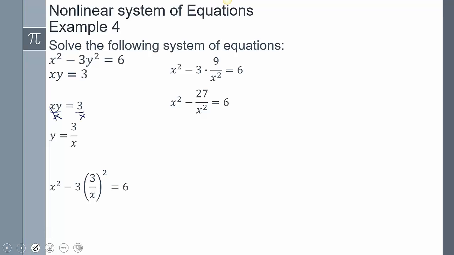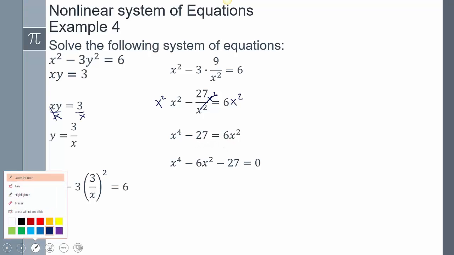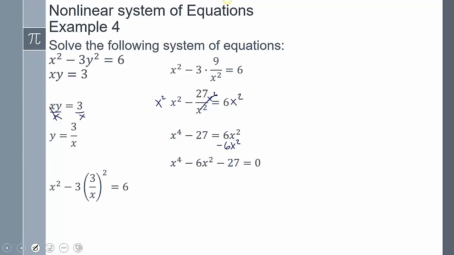And now to get rid of everything out of the denominator, I have to multiply everything by x squared. And so that's going to give me x to the 4th minus 27 equals 6x squared. Subtract the 6x squared on both sides. Now I'm going to get x to the 4th minus 6x squared minus 27 equals 0. This is going to be one of those quadratic type equations, and so I can say u equals x squared. So I can substitute u into my equation here. And so then I get u squared minus 6u minus 27 equals 0. Now that's going to factor into u minus 9, u plus 3 equals 0.